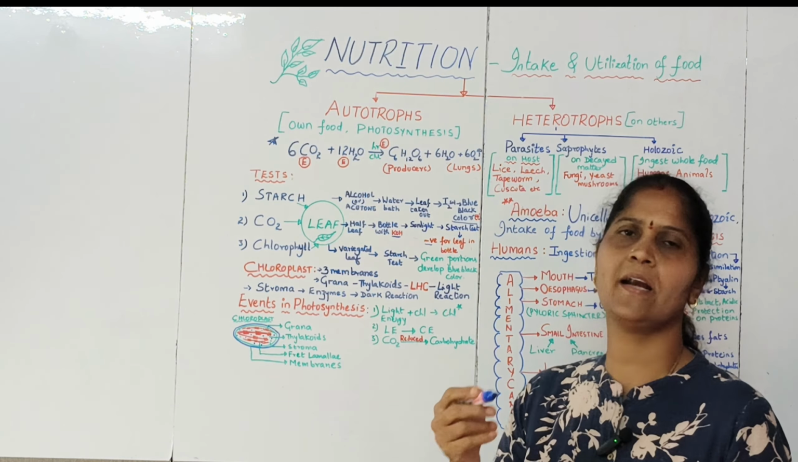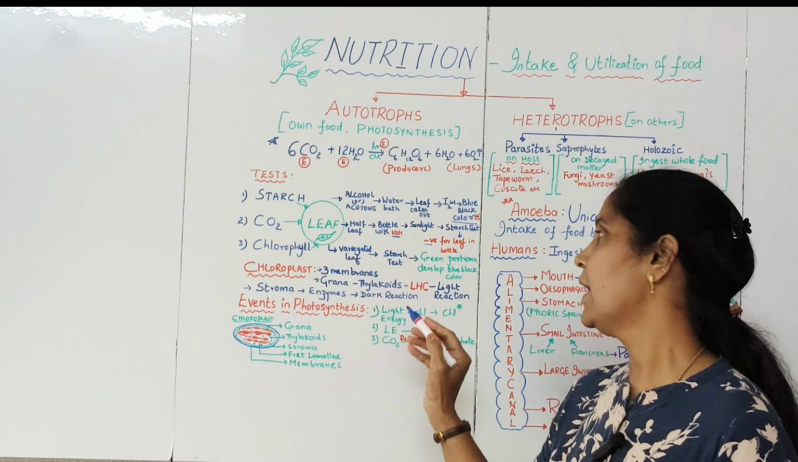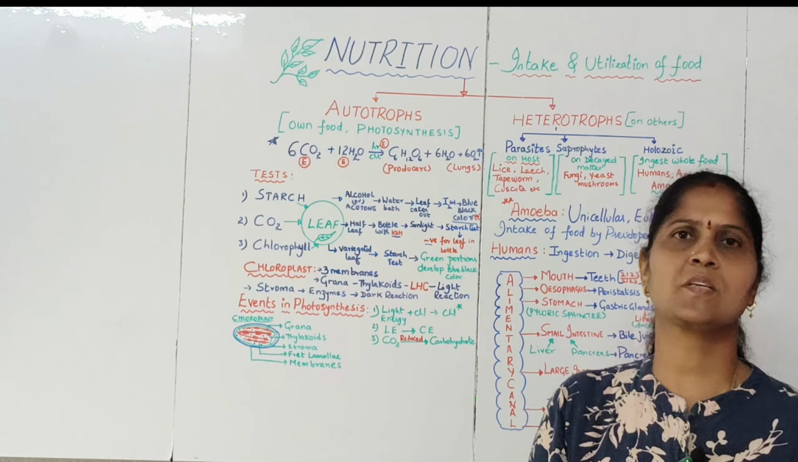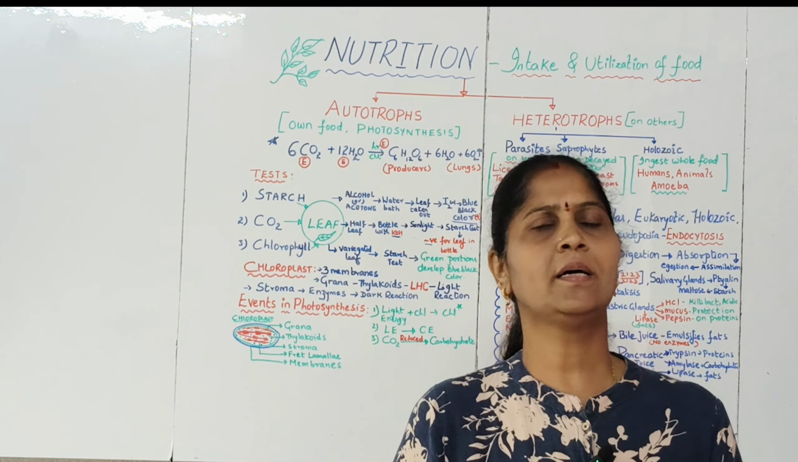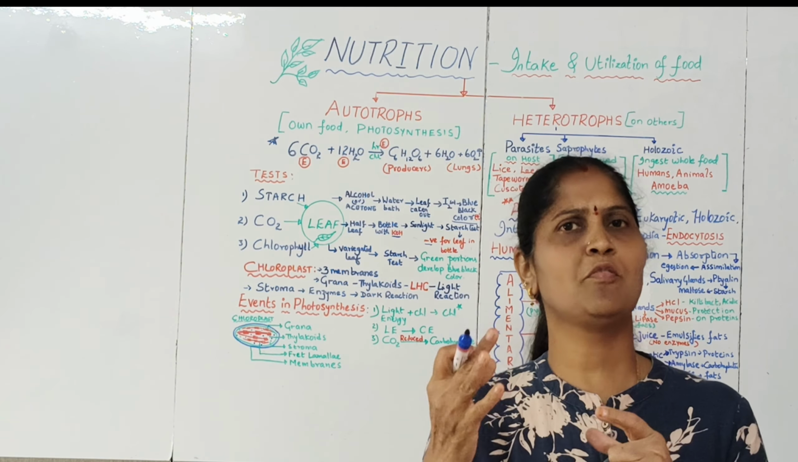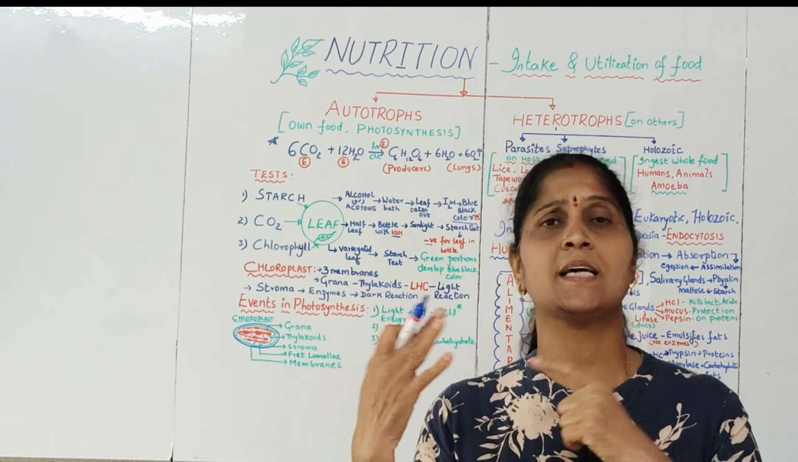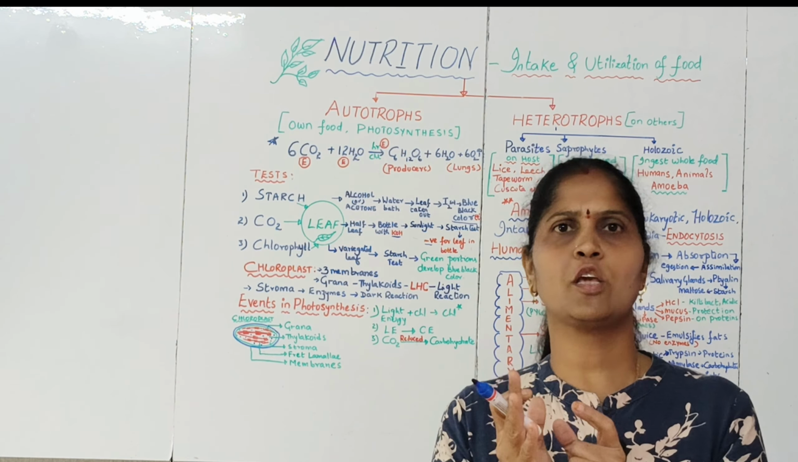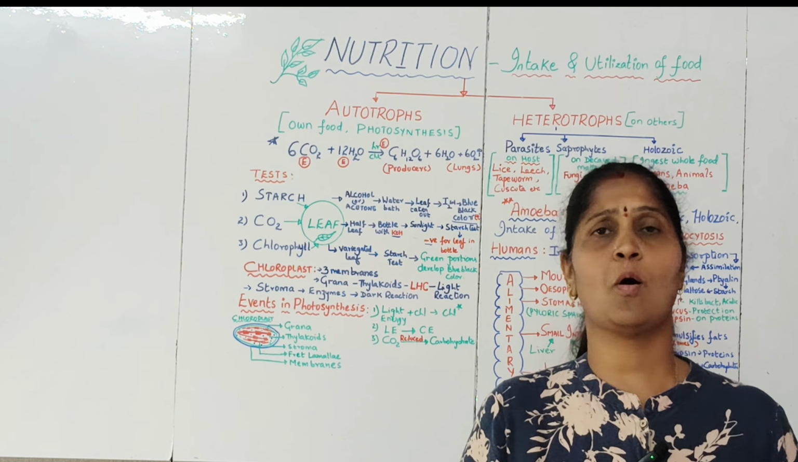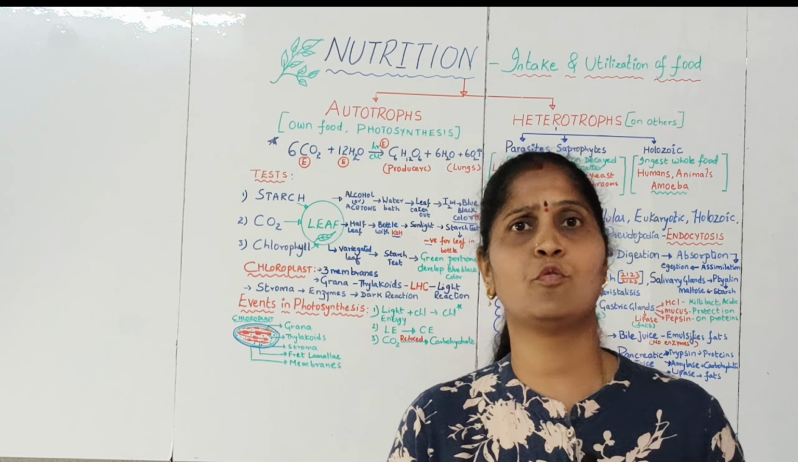In the grana, the light reaction of photosynthesis takes place, and light harvesting complexes are present on the thylakoids, made up of pigment molecules. If you remember, chlorophyll A, chlorophyll B, carotenes and xanthophylls together, nearly 250 molecules, make up the light harvesting complex, which plays a very important role in photosynthesis.